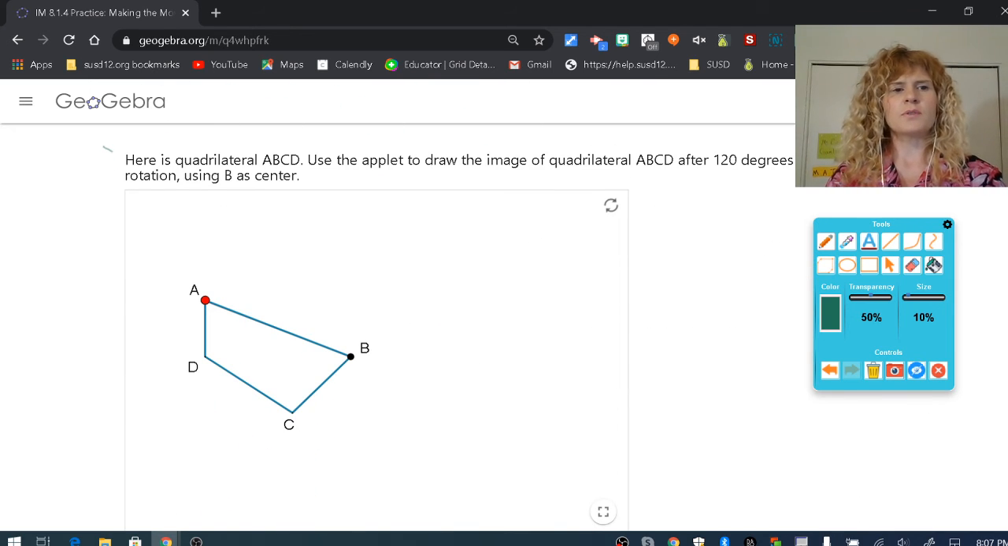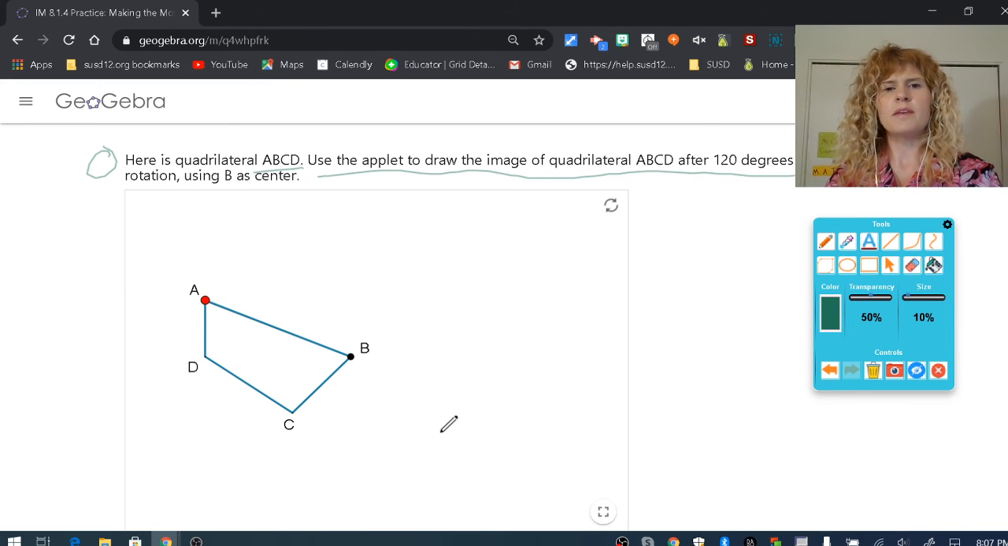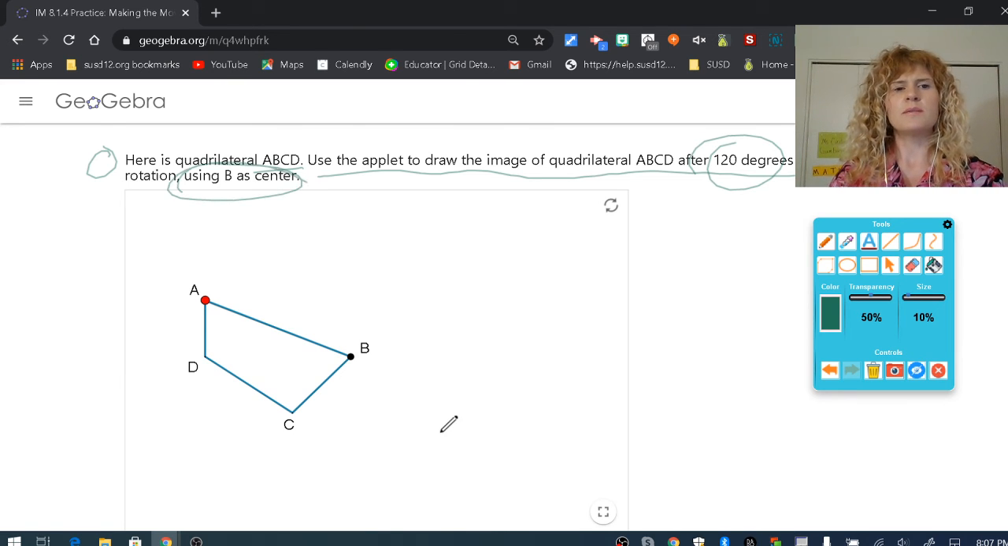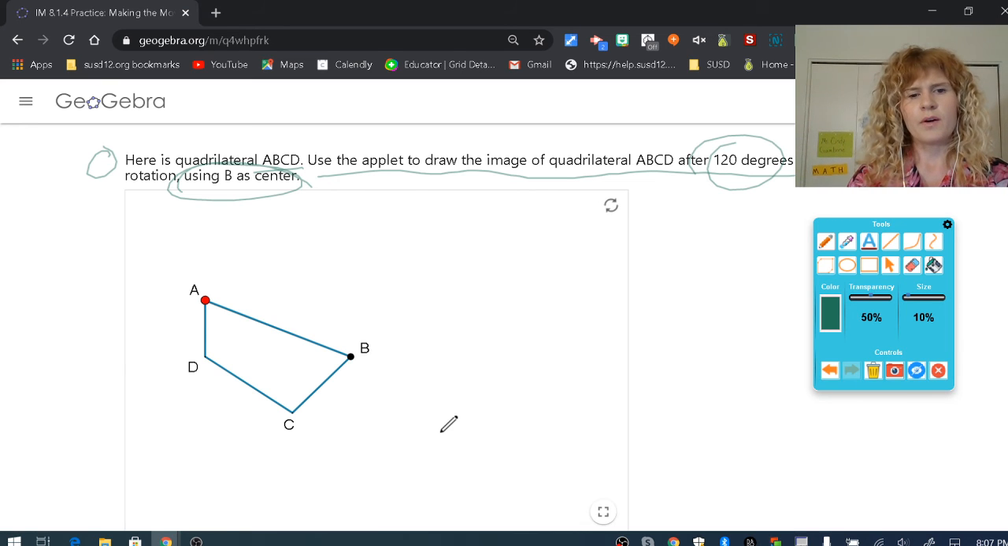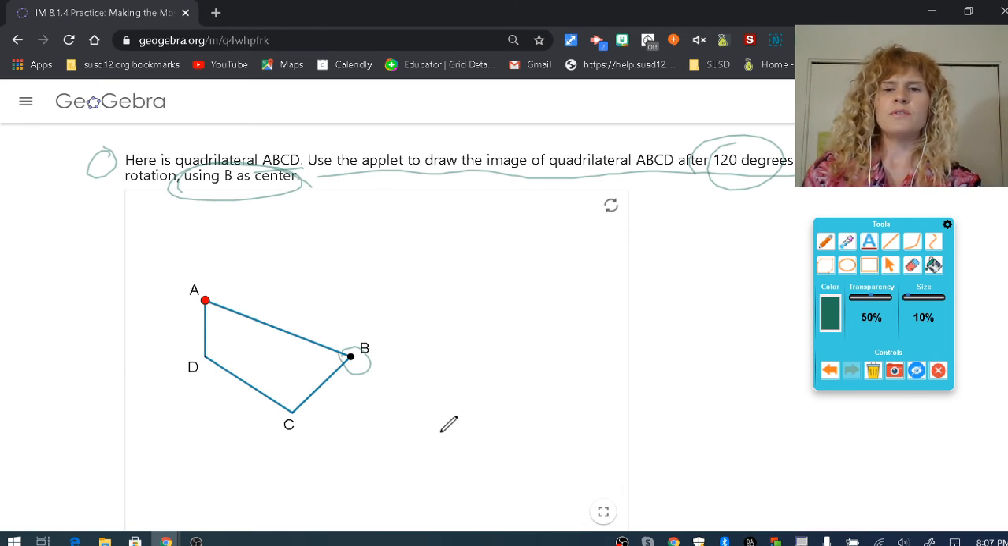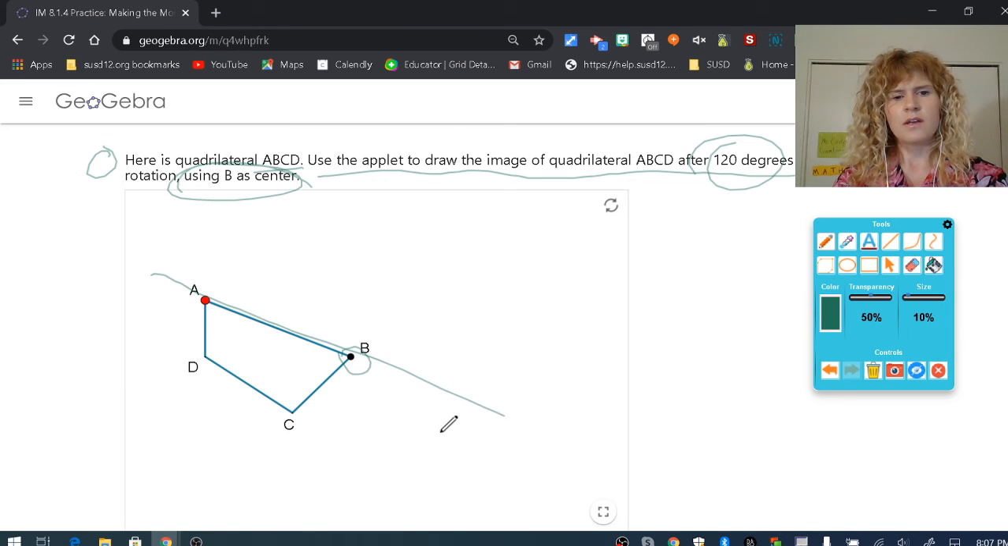Here is quadrilateral ABCD. Use the applet to draw the image of quadrilateral ABCD after 120 degrees clockwise rotation using B as a center. Okay, B is the center. Now you need to just estimate 120 degrees. So what is your estimation?